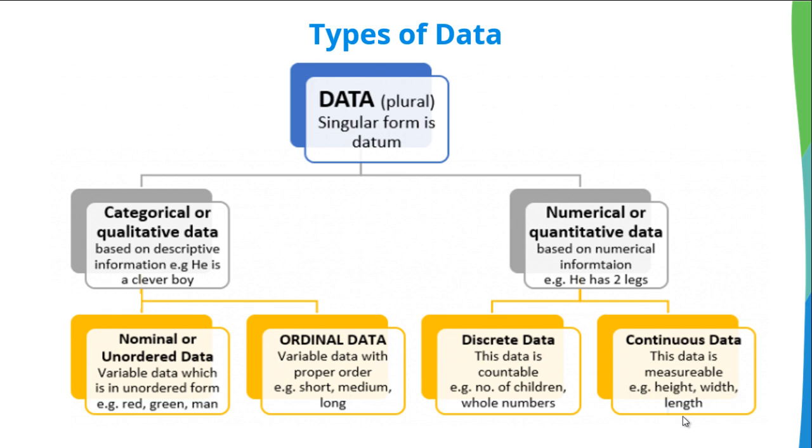But we also have continuous. This is measurable data, e.g., height, width, length, or temperature. They are continuous. They have measurement. Temperature is in degrees centigrade, or rather Celsius. So continuous data are measurable data.